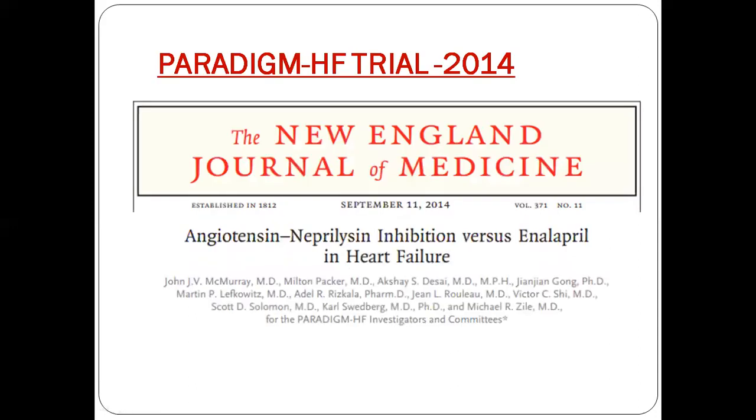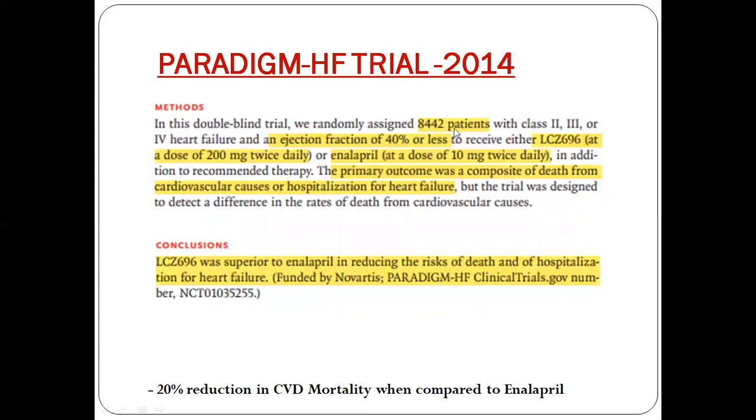The main trial which brought importance to ARNI was the PARADIGM-HF trial, done in 2014, which is angiotensin neprilysin inhibition versus enalapril. In this study, they took around 8,400 patients with class 2, 3, or 4 heart failure with an ejection fraction of 40% or less, that is, heart failure with reduced ejection fraction. Half of the patients received sacubitril valsartan at 200 mg twice daily, and the other half received enalapril. The primary outcome was a composite of death from cardiovascular causes or hospitalization for heart failure. So that was the primary outcome which they kept.